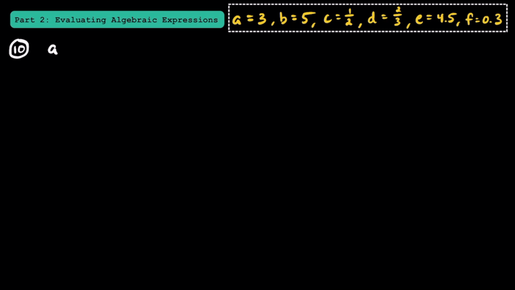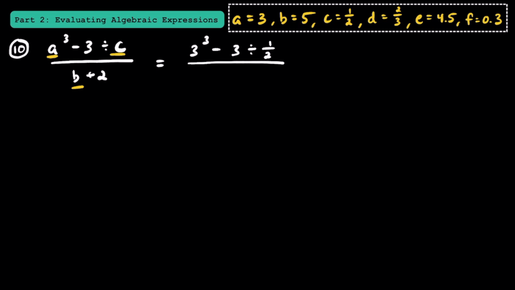Number 10. We have a cubed minus 3 divided by c over b plus 2. Plugging in our values of a, c, and b, we're going to have 3 cubed minus 3 divided by 1/2, all over 5 plus 2. The top gets grouped together and the denominator gets grouped together. Rewriting this, we're going to have the quantity of 3 cubed minus 3 divided by 1/2, divided by the quantity of 5 plus 2.